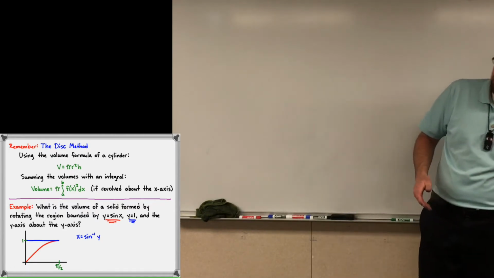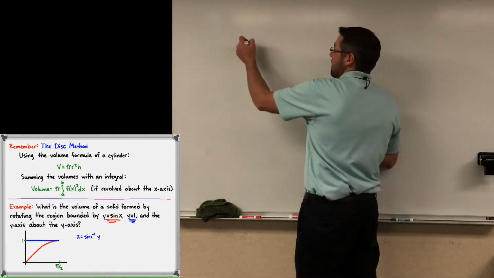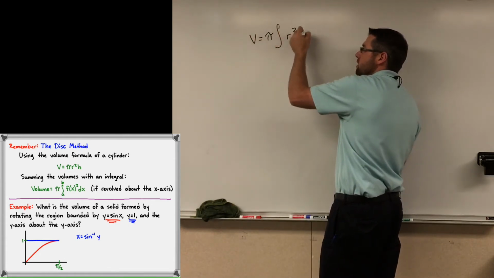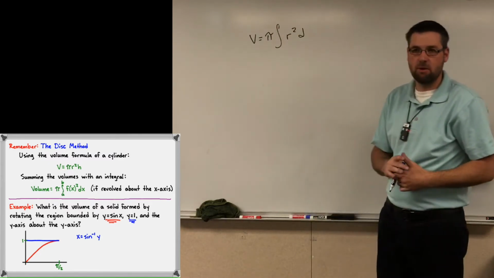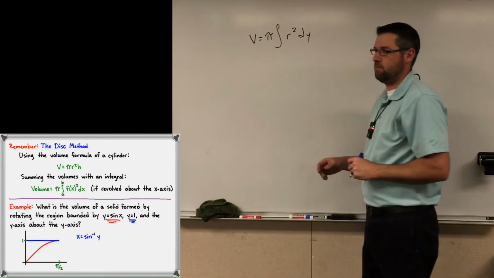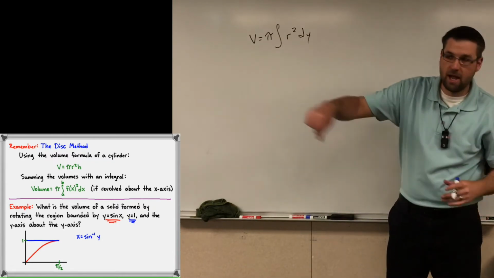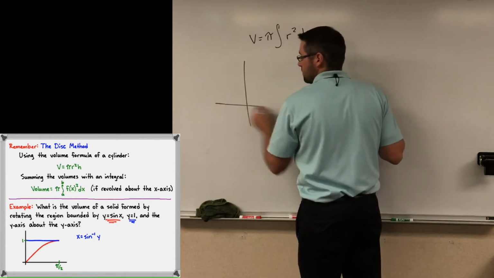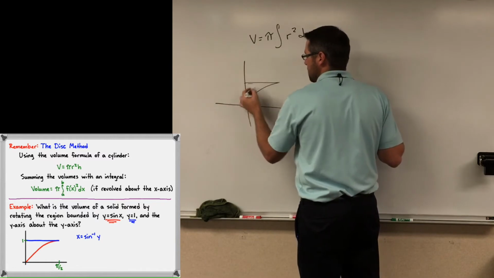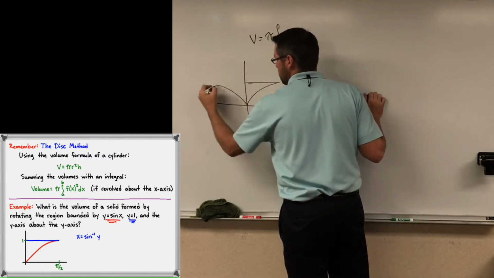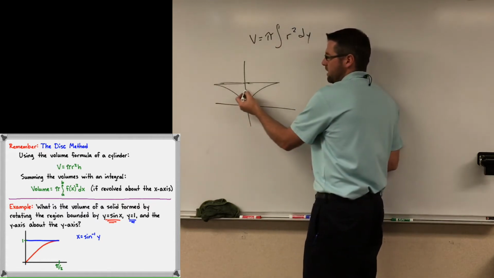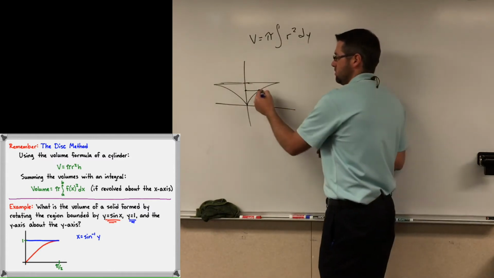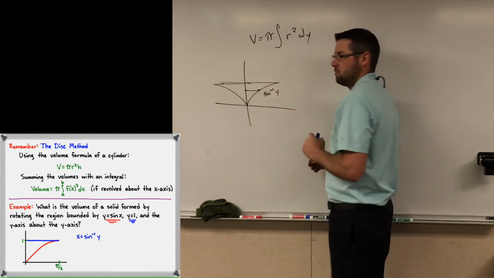Okay, the general form is the volume equals pi times the integral of r squared d whatever. In this case, it's going to be dy, because we're revolving about the y-axis. What is going to indicate my radius? So I've got this function, something like this. If I rotate this around the other side, it's going to look like this, right? So what indicates the radius? It's the distance from here to there, which is the arc sine of y, right?